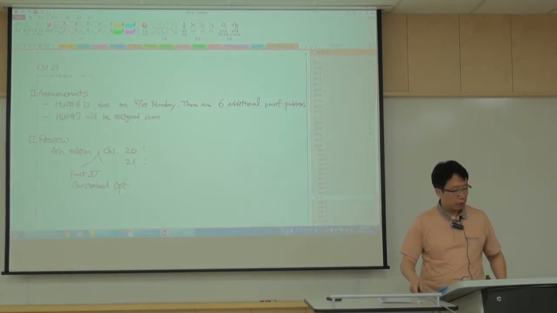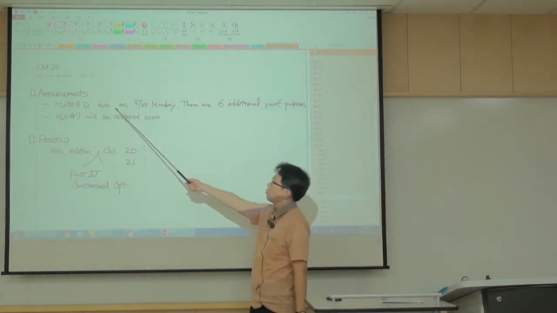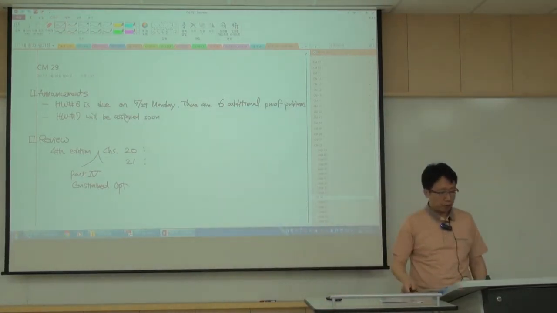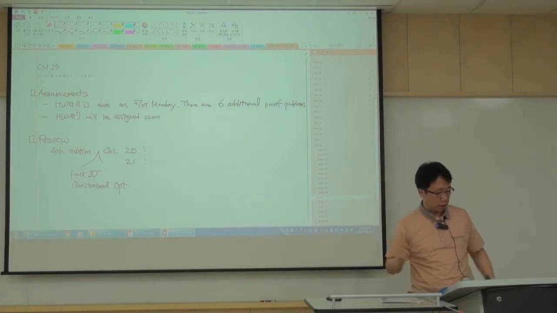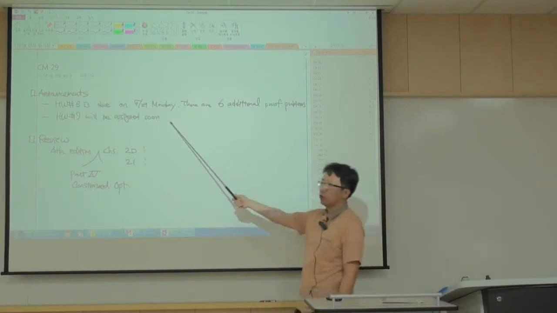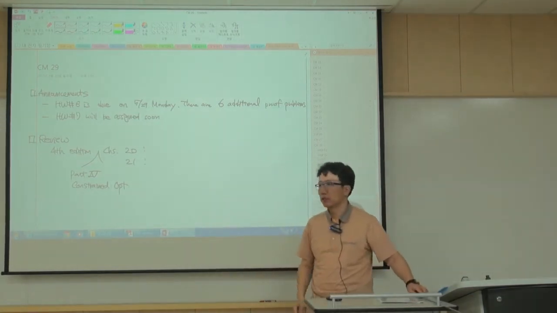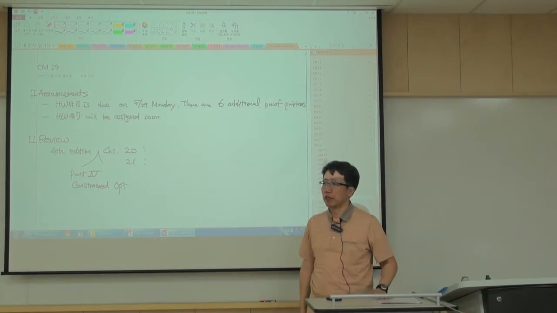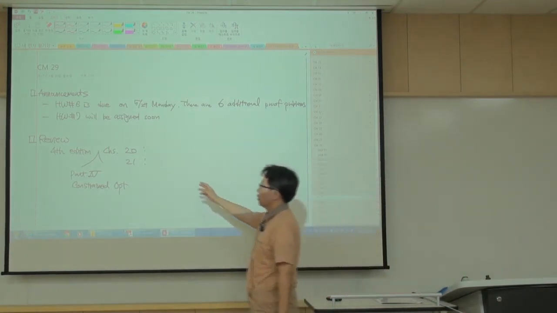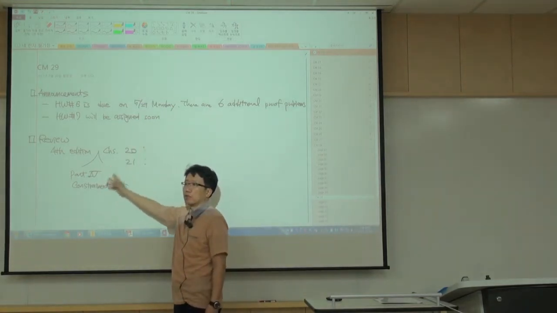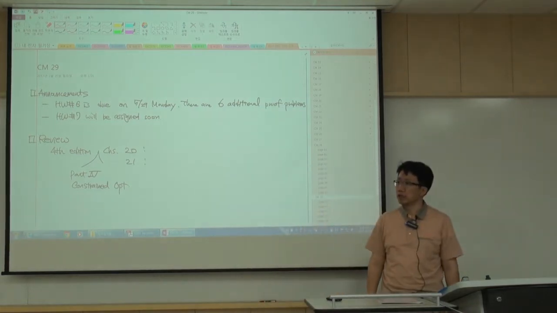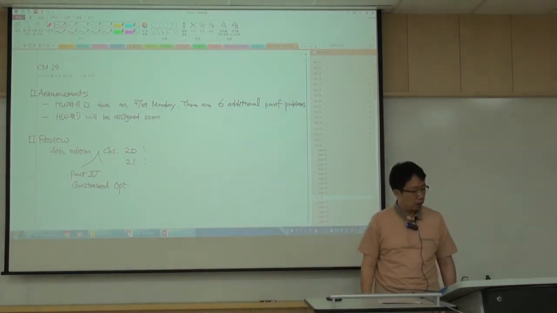There are two announcements. First, homework 6 is due next Monday. There are 6 additional proof problems I assigned last time. Homework number 7 will be assigned soon. And you may say that it's too much, but anyway, we have to do that. As you know, we are going to cover the rest of the chapters very quickly, but you should be able to solve the problems in the exercises.